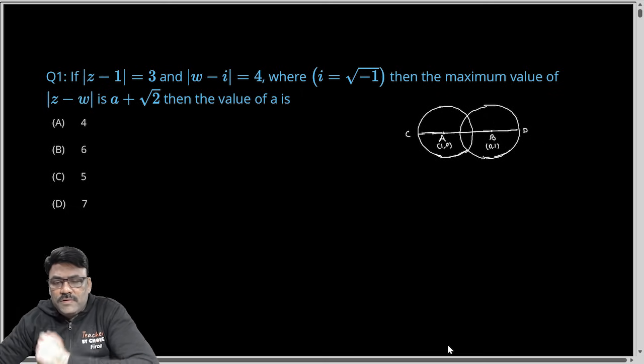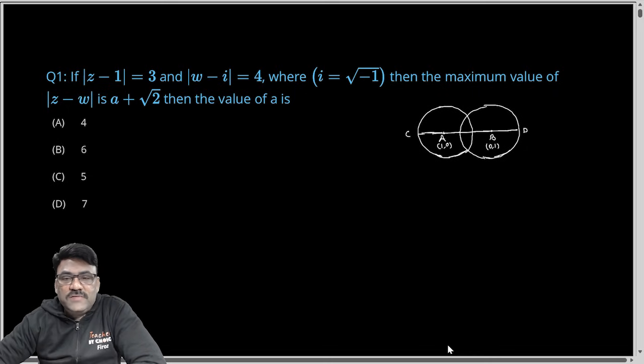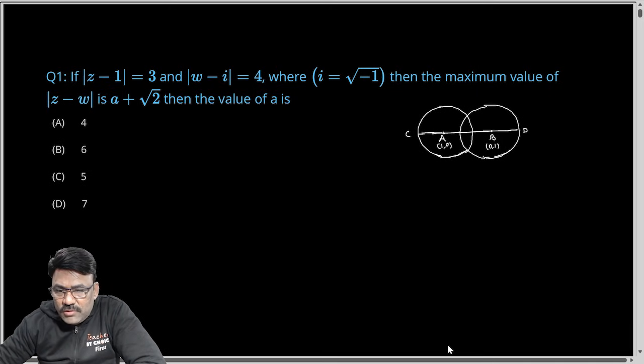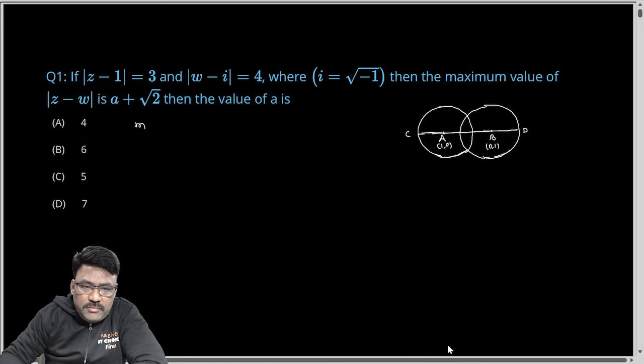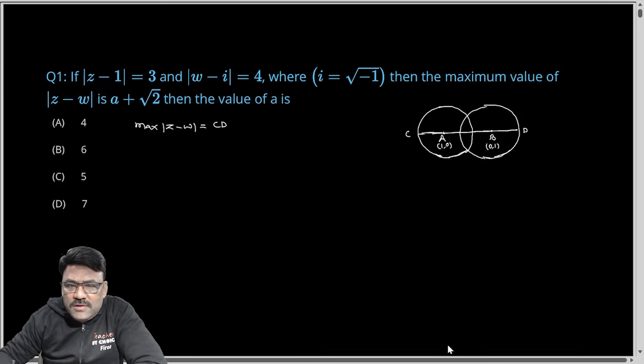So out of all those points which lie on these two circles respectively, actually Z lies on the first circle and omega lies on the second circle. Mod of Z minus omega means distance between Z and omega. So you have to maximize the distance between Z and omega. Now see, if Z is moving on this first circle and omega is moving on this second circle, the maximum distance between Z and omega, means maximum of mod Z minus omega, is nothing but CD only. And CD is basically what? CD is AB, means distance between the centers of the two circles, plus sum of radii. AB plus AC plus BD.